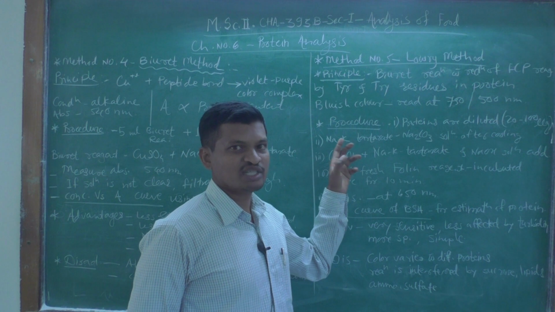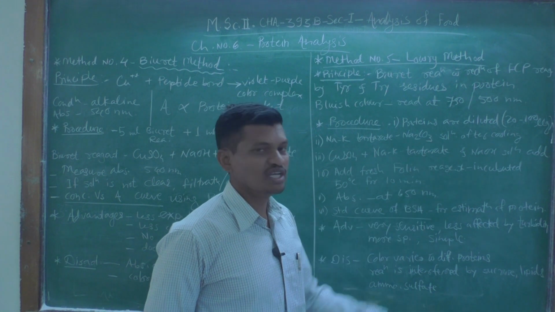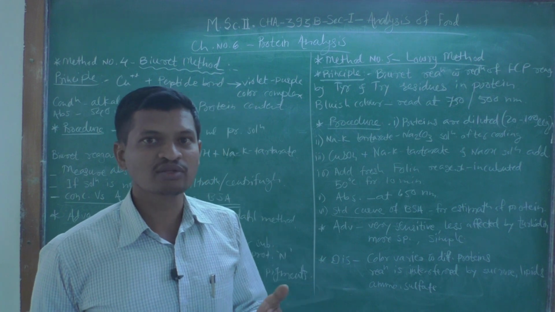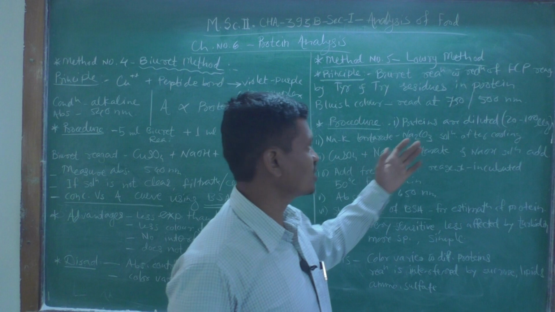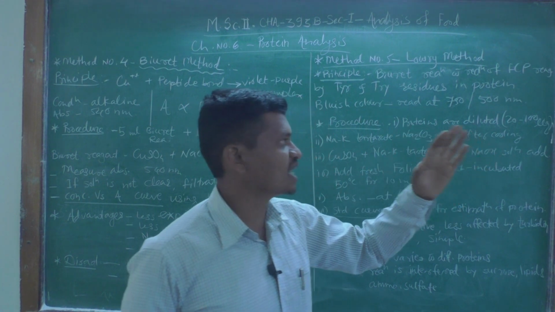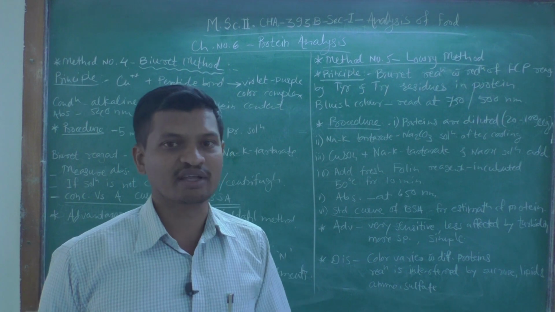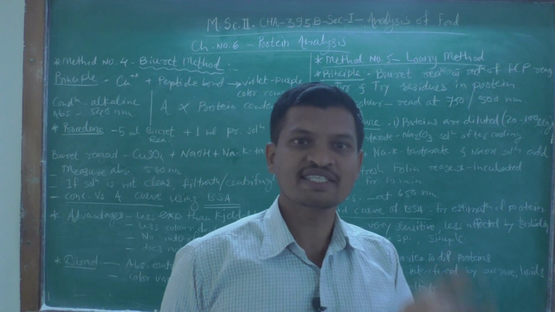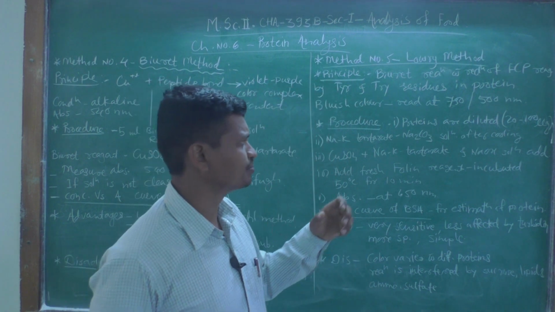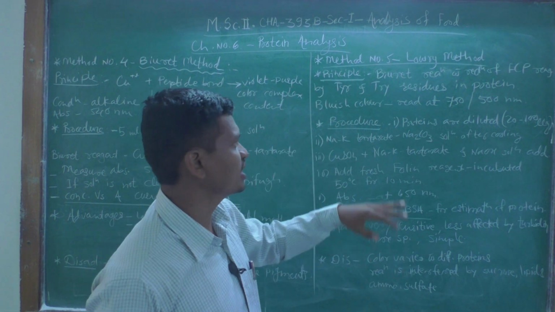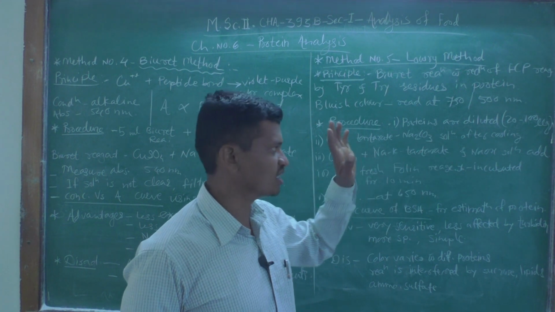Then sodium potassium tartarate and sodium carbonate solution is added after cooling for 10 minutes. After cooling means the protein sample is diluted to 20 to 100 microgram, and then it is incubated. Incubated means we are heating the protein sample at a high temperature. Then after cooling we have to add sodium potassium tartarate and sodium carbonate solution.